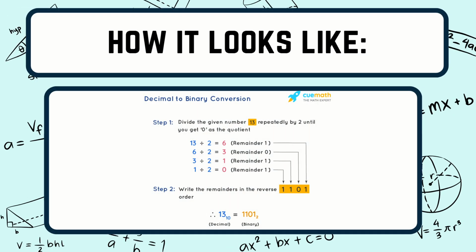So step 1, divide the given number 13 repeatedly by 2 until you get 0 as a quotient. If you have not yet achieved the 0 quotient, you will continue to divide the given number by 2. And step 2, write the remainders in reverse order.